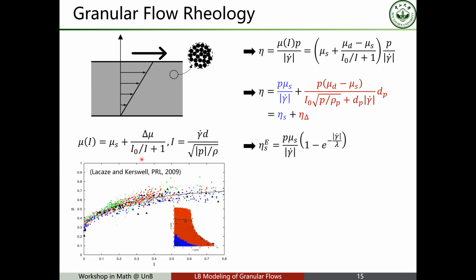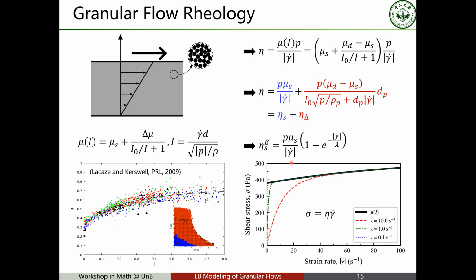And if we substitute this mu-I rheology expression into this equation, then we can get the expression for the fluid viscosity. And it is composed of two parts, the static part and also the dynamic part. If we look at the static part, we will see that when the strain rate goes to 0, then the fluid viscosity becomes infinitely large. Then it can cause some stability problems in numerical simulations. That is why we need to do a regularization.